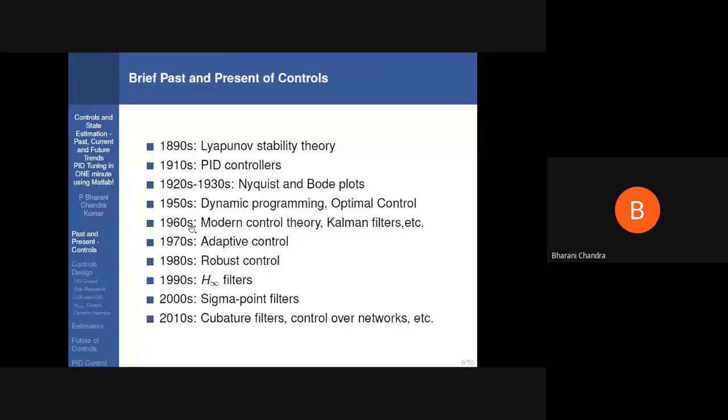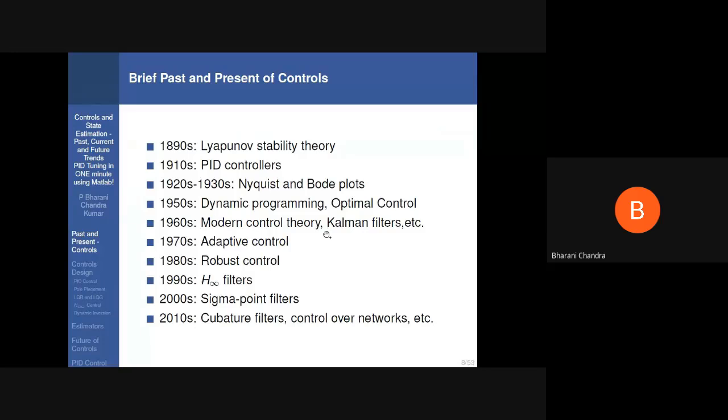However, in the 1960s, the era called modern control theory, which gives a completely new picture to system analysis and makes the analysis very simple. For example, the so-called state space equations, controllability and observability, and the Kalman filters were all developed in the 1960s or so.